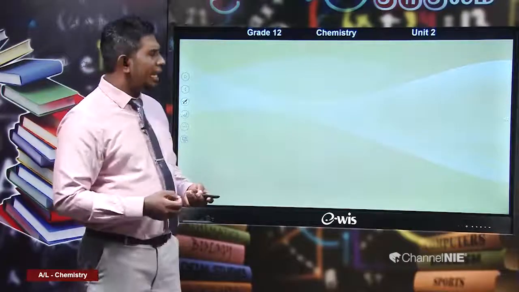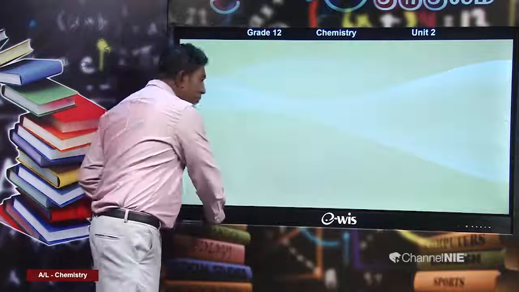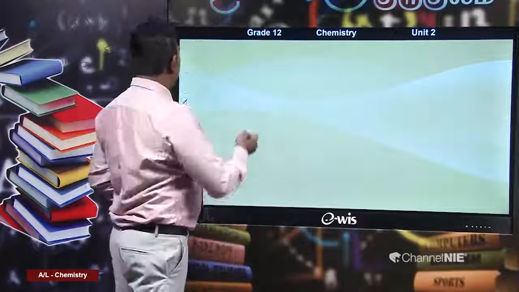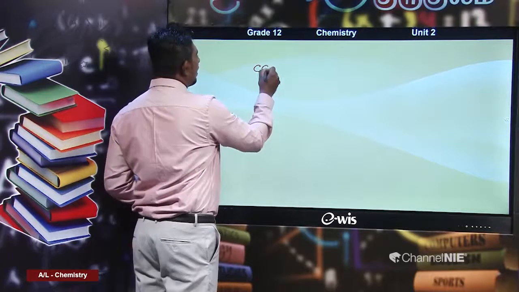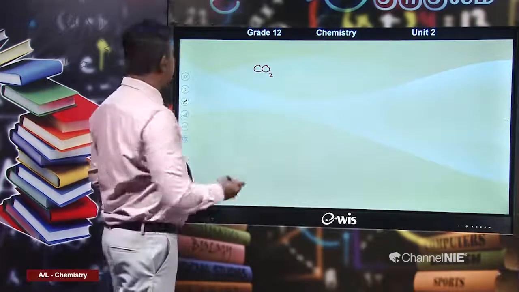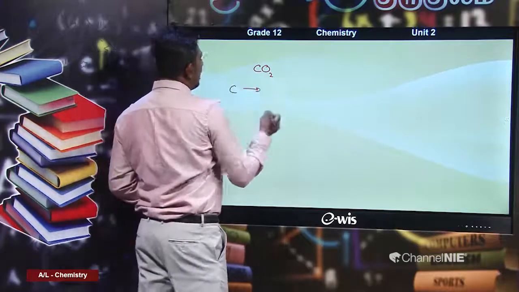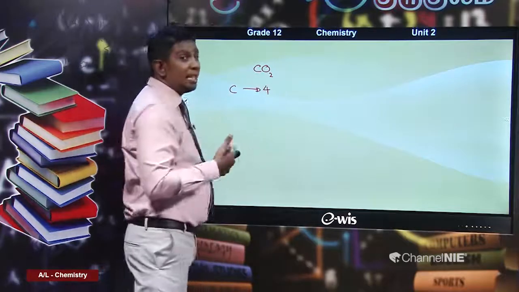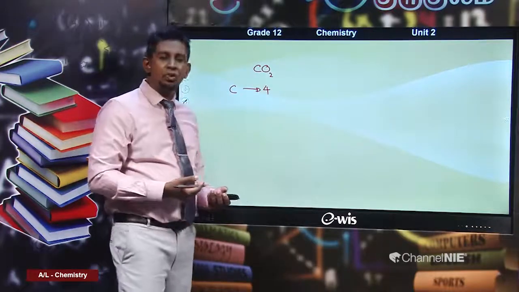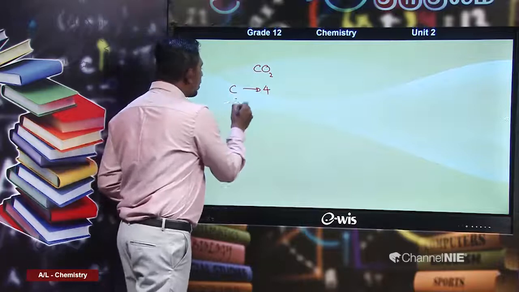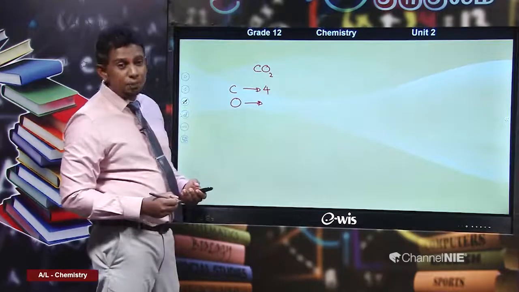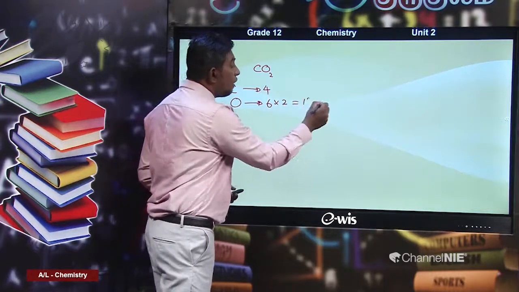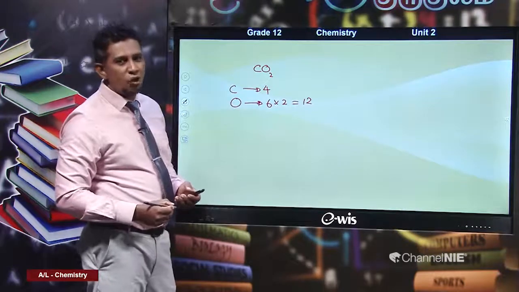Let me recall your memory regarding a few molecules and ions. Students, let's say it's carbon dioxide. When you draw the carbon dioxide Lewis structure, you first need to find the total number of electrons. Carbon has 4 electrons in its valence shell. Each oxygen belongs to the 16th group, therefore 6 electrons, and you have 2 oxygens, therefore 12 electrons given by the oxygens.